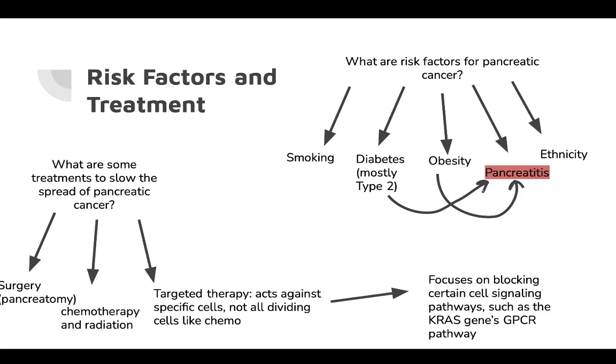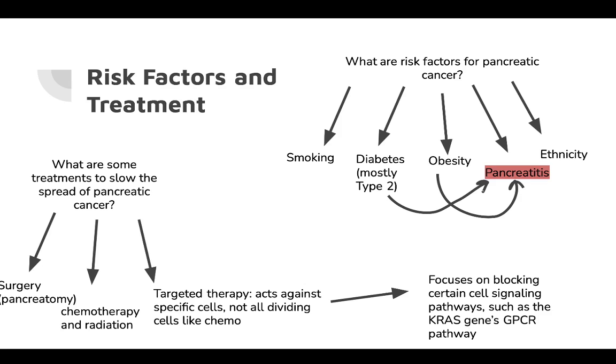Some of the treatments that are used today to slow this type of cancer are surgery, which is pancreatectomy, or removal of part or all of the pancreas, and chemotherapy and radiation, which is standard for all types of cancer. Unfortunately, it does not target only specific cells and can be harmful to healthy cells as well. And the last form would be targeted therapy, which is better than chemotherapy and radiation in a sense because it acts against specific cells and not all presently dividing cells like chemotherapy does.